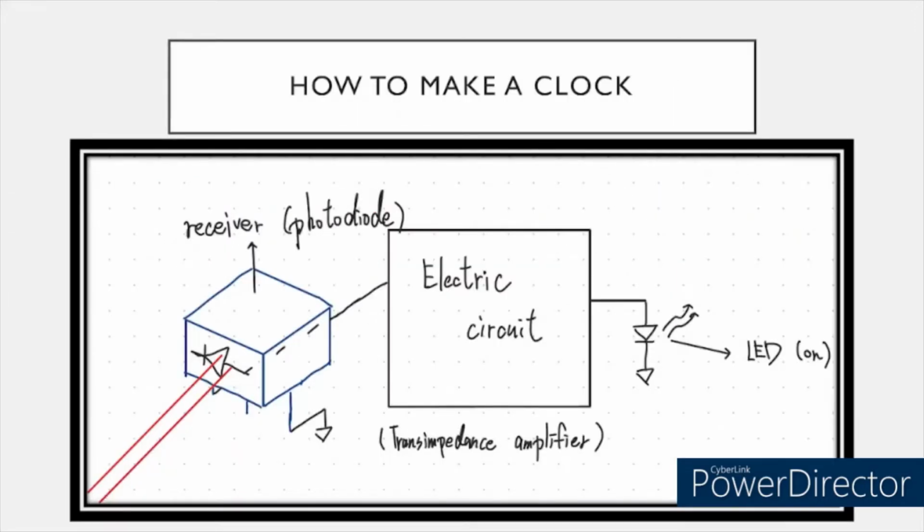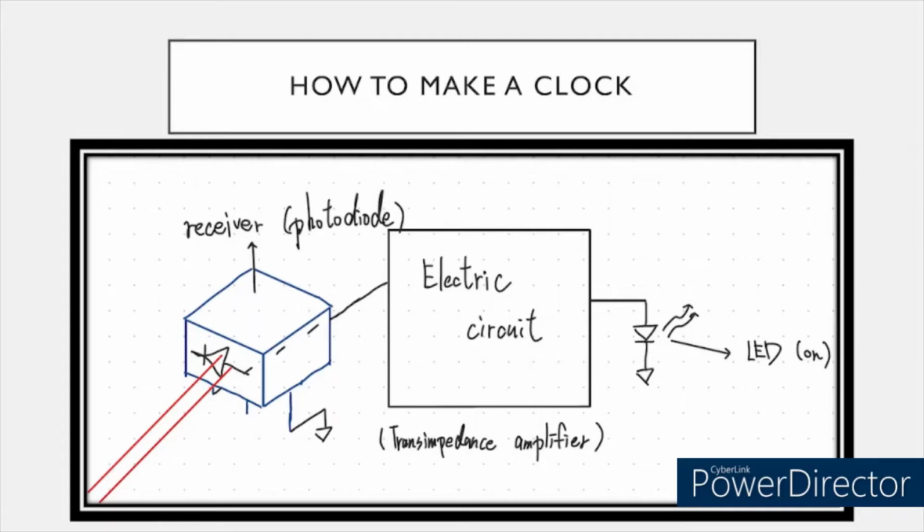If the receiver is on, it will generate a current flow. The current signal will go through a transimpedance amplifier and get amplified to activate the LED to light. If the receiver is off, no current will be generated and the LED is dark. In this way, the LED will keep lighting and going dark periodically. We can use it to measure time by counting how many times the LED lights and goes dark, and multiplying the cycle time by the count to get the measured time.